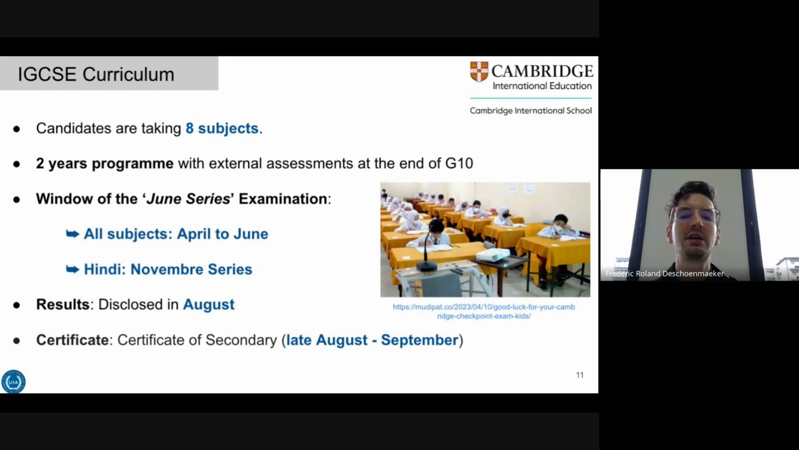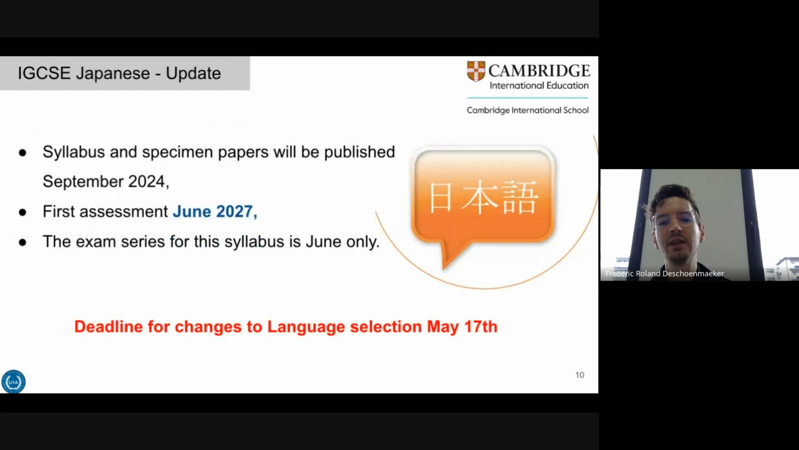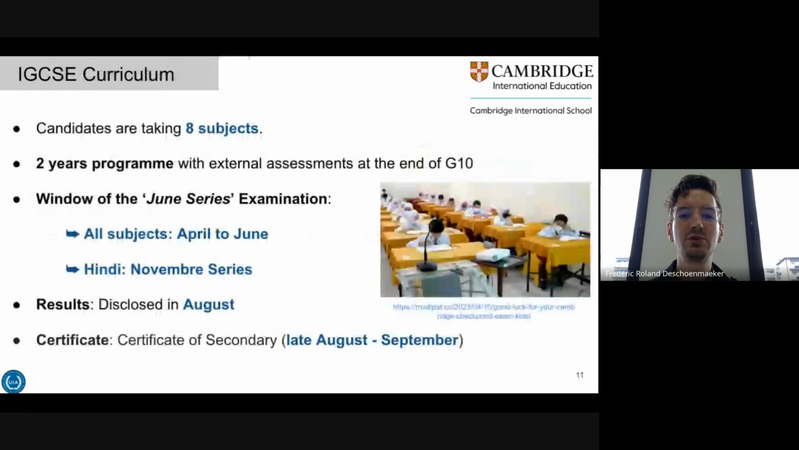But all the other subjects, so the sciences, math, English, they happen in June. And as you noticed on the previous slide, when Japanese happens, it will be in June, from June 27, and only in June. The results are disclosed somewhere in August, usually mid-August, and the certificate will reach the school around early September, as per my experience.